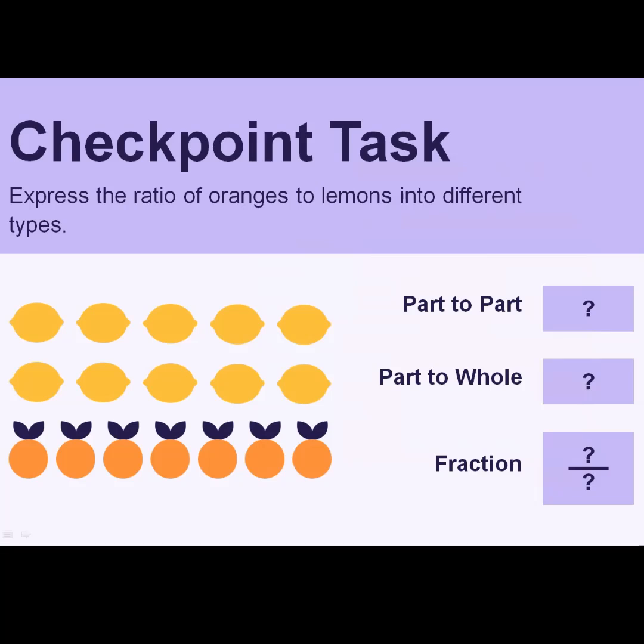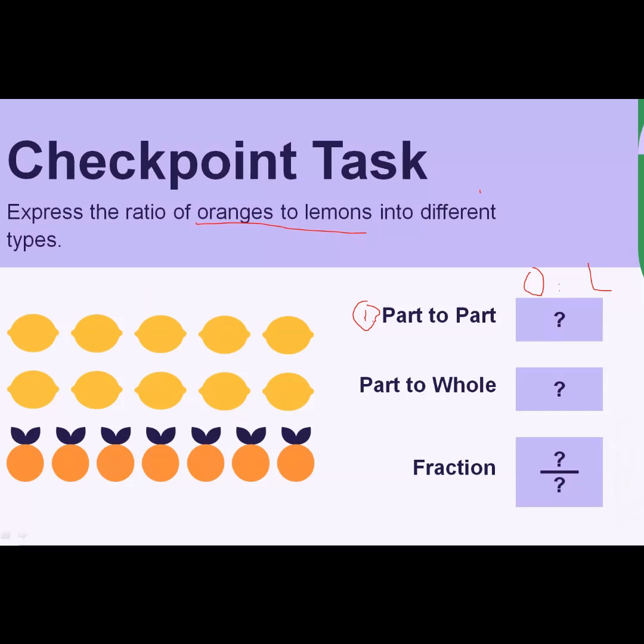Number one, the first type is part to part, meaning you have to consider 2 parts. Consider the question as well. They have asked oranges to lemon. So first of all, you are going to write orange ratio lemon. So how many oranges are there? There are 1, 2, 3, 4, 5, 6, 7 oranges. You have to write down 7 oranges ratio 1, 2, 3, 4, 5, 6, 7, 8, 9, 10 lemons.